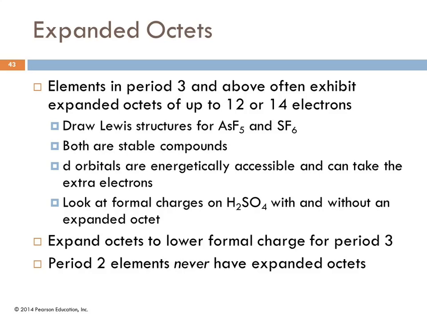So we had odd numbers of electrons, we had incomplete octets, and then we can also have expanded octets. So when we get to elements in period 3 and above, they can expand their octets from 8 up to 12 or even 14 electrons.